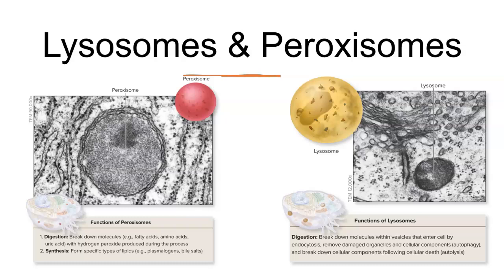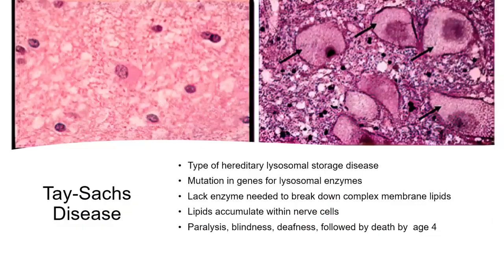Molecules are broken down within peroxisomes, such as fatty acids, amino acids, uric acids, but not only do peroxisomes break things down, they also are responsible for some lipid synthesis or building of lipids. So your peroxisomes both digest, break things down, and synthesize or create molecules.